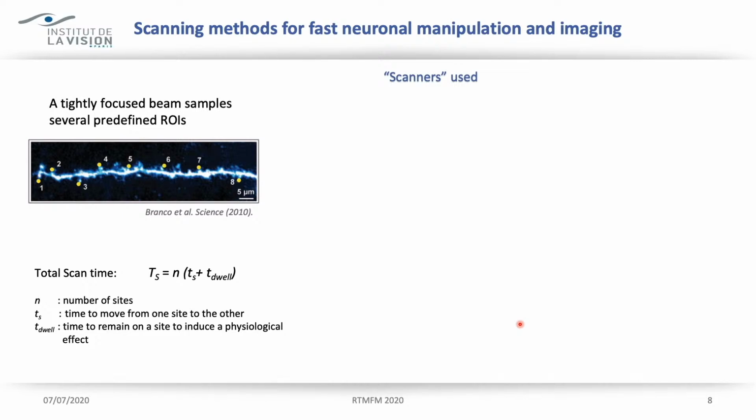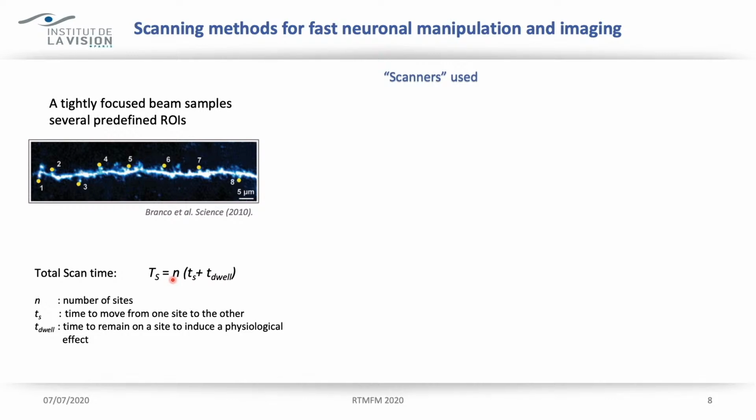Let's start from those methods that use scanning two-photon excitation to maximize the rate at which a tightly focused beam samples several predefined regions of interest. The total scan time in that case is defined by the time to remain on a site to induce a physiological effect, the so-called dwell time, plus the time needed to move from one site to the other, and all this multiplied by the total number of sites. The dwell time depends on the properties of the photosensitive sensor used for imaging or activation and the physiological properties of neurons, so there is not much improvement that can be achieved there by optical means.